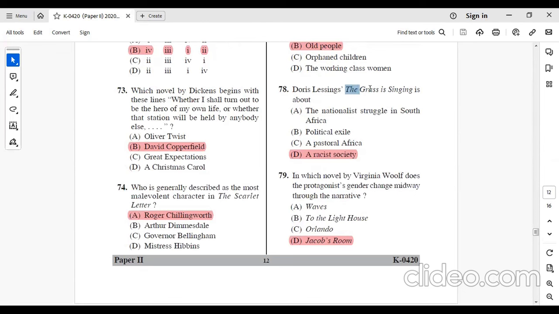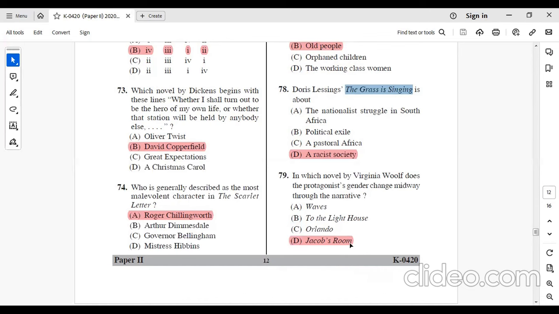Next, Doris Lessing's The Grass Is Singing, written by Doris Lessing. What is this? It talks about a racist society. In which novel by Virginia Woolf does the protagonist's gender change midway through the narrative? That is Orlando.